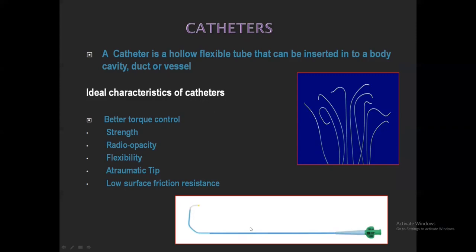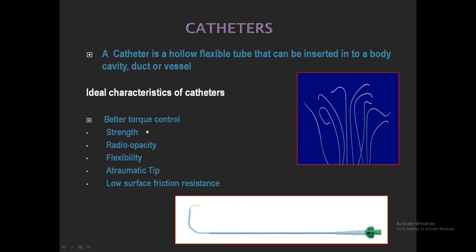What are the parts of an angiographic catheter? If you see this catheter, the long part is called the shaft of the catheter. This is called the hub of the catheter, and the distal end, the end of the catheter, is called the catheter curve. Catheters used in different angiograms vary in shape. According to this shape only, the catheters are named.